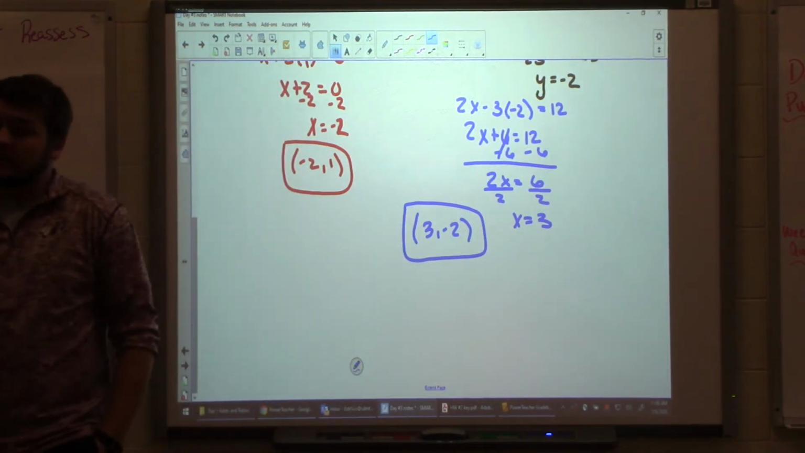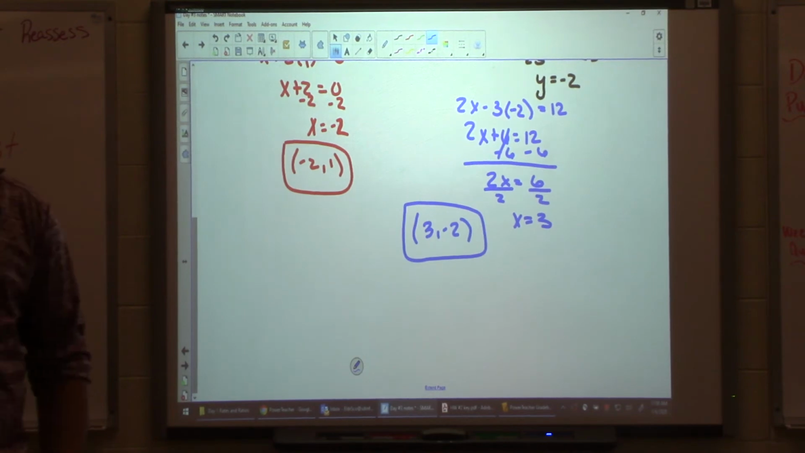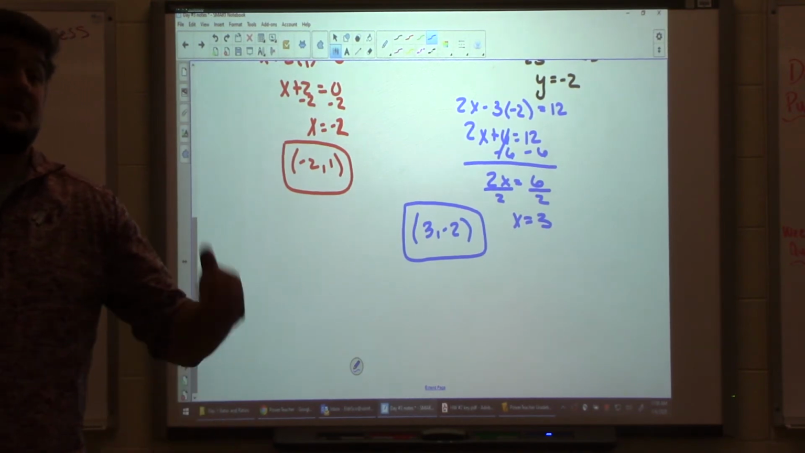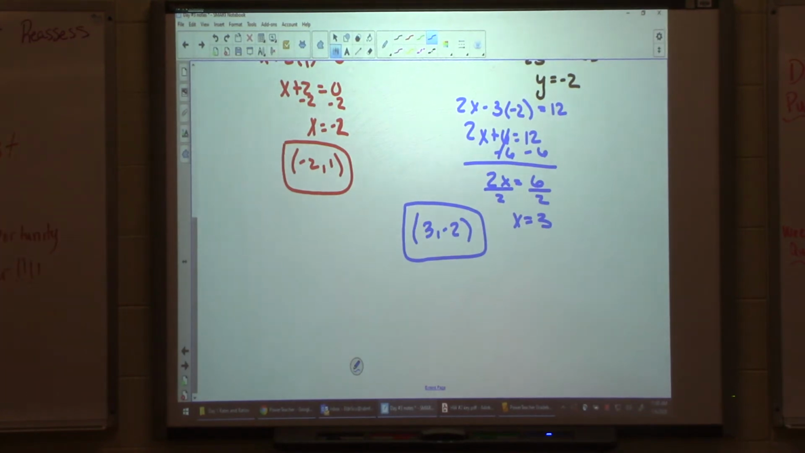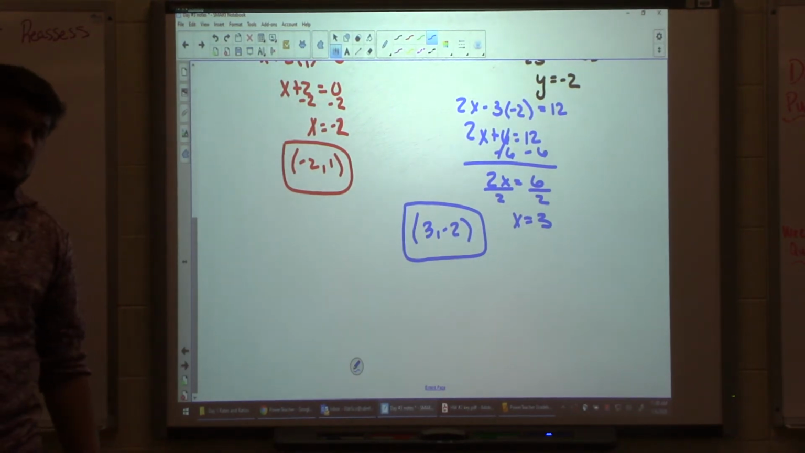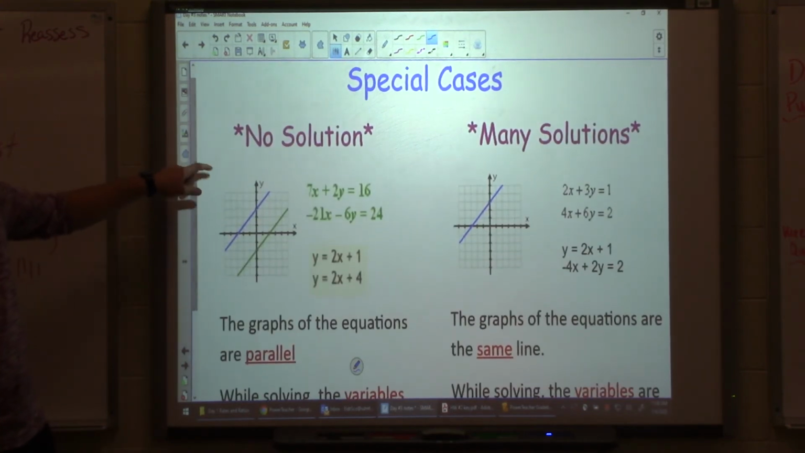Alright. Any questions on those? So sometimes you need to multiply both your equations by something. Sometimes you need to multiply one of them. Sometimes you have to multiply anything. Sometimes they'll already be there for you. Alright? Cool? Alright, let's talk a little bit quickly about our special cases.